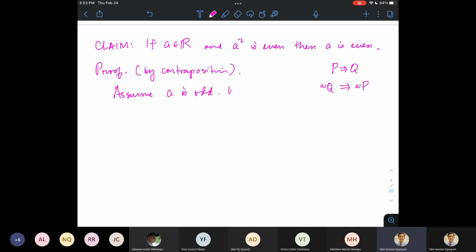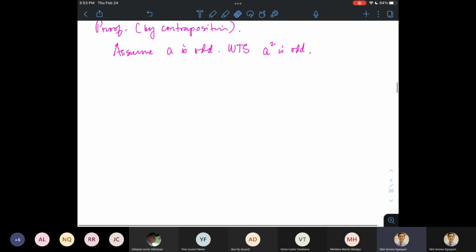Okay? And we want to show, yung WTS, yun yung abbreviation ko sa WTS, we want to show the negation of the premise. Okay? Gusto kong ipakita na not P, but our P here is A squared is even. So I want to show that the negation of that is true. So I want to show that A squared is odd. And you will see in a second why this is much easier than the direct proof.